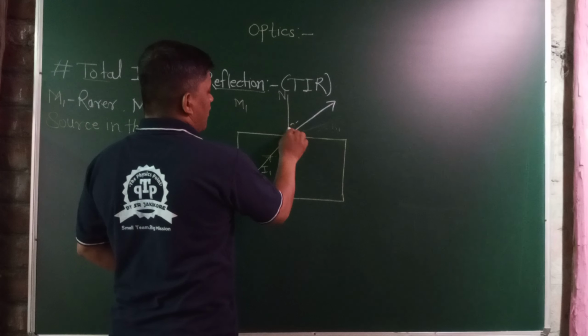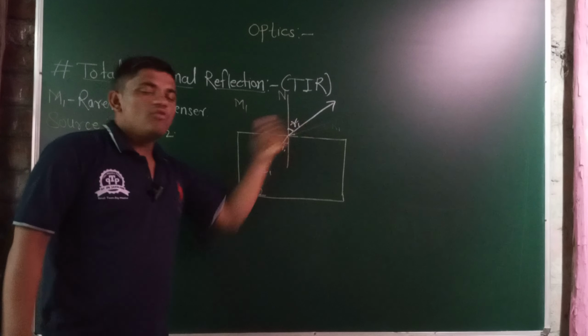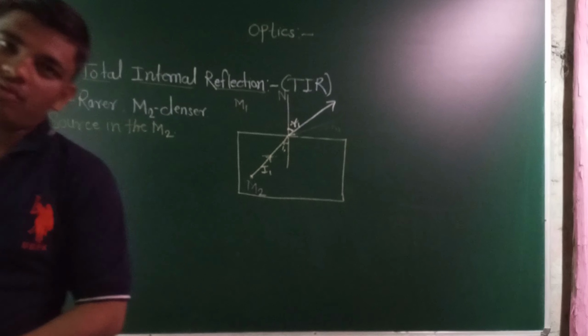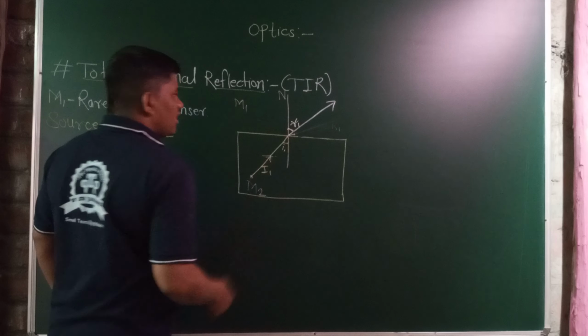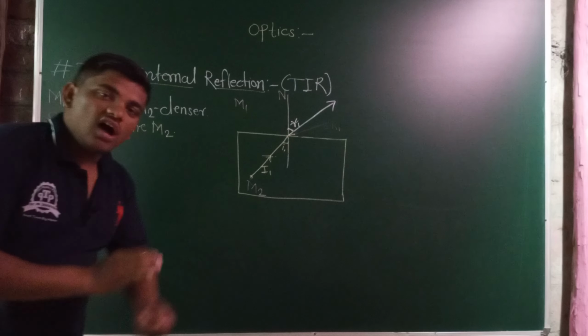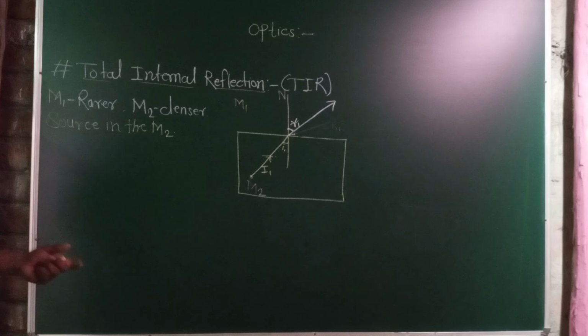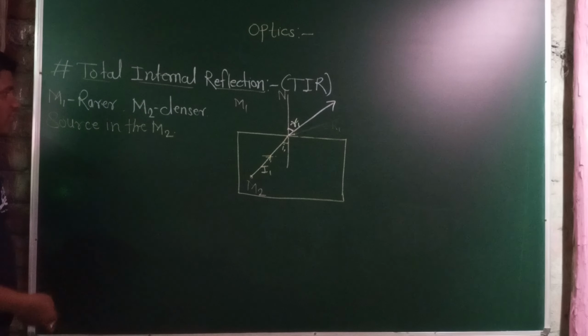That is light away from the normal. That is, i1 is much less than r1. This is about the second condition. When light passes from the denser medium to the rarer medium, the light bends; the refracted ray bends away from the normal. This is known as the refraction of light.